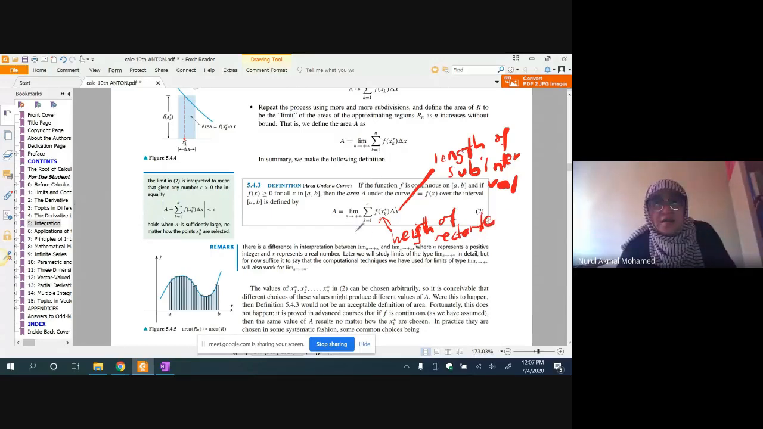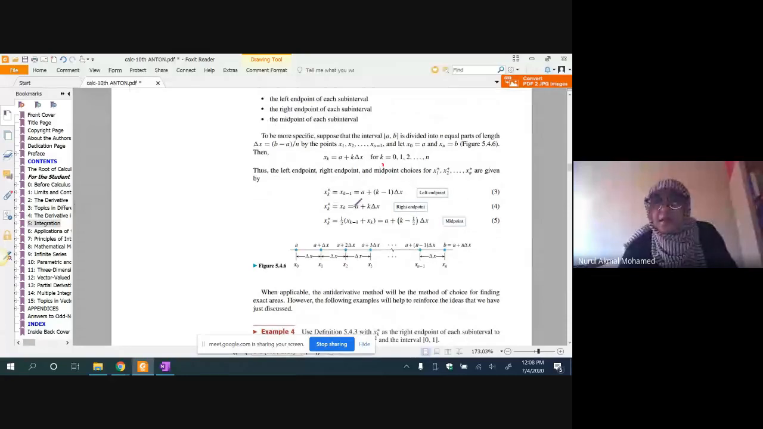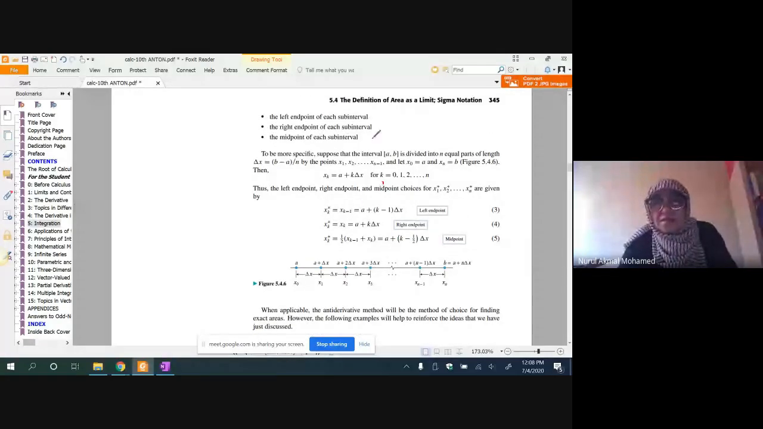k starts from 1 up to infinity. So you sum up the area for the first rectangle, the second rectangle, up to the nth rectangle here. And if you assume that the number of rectangles is very close to infinity, then we can get the best approximation for the area under the curve. Let's look at this part here, just for 5 minutes before we stop.